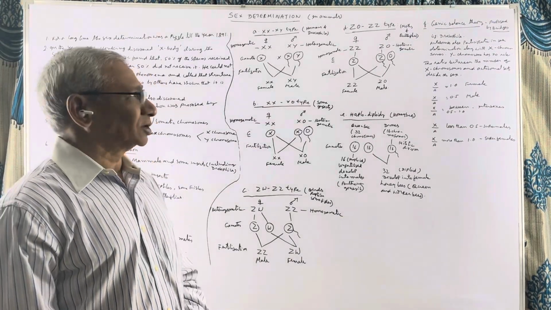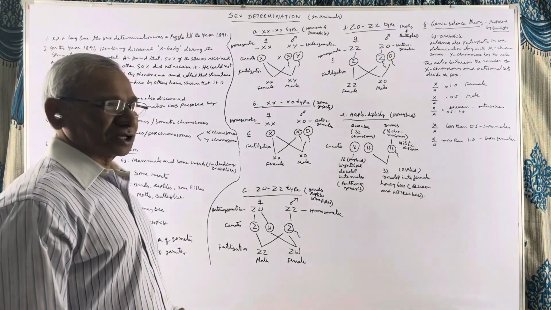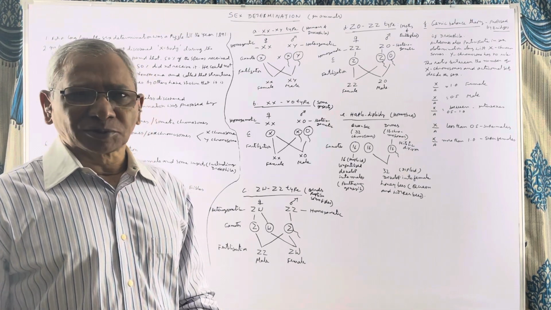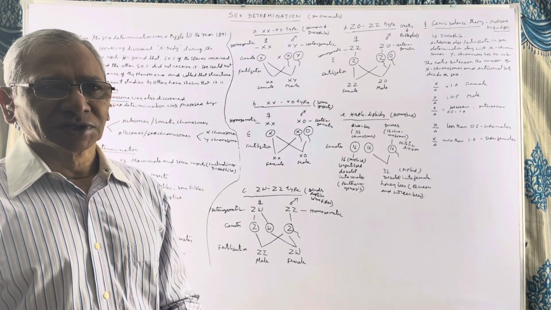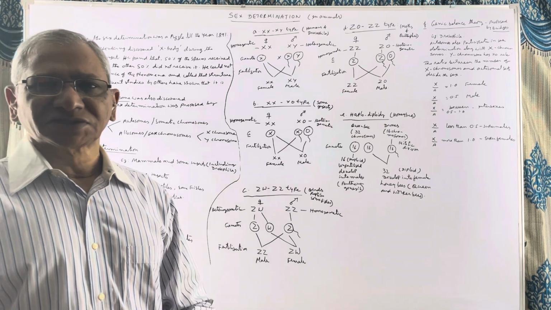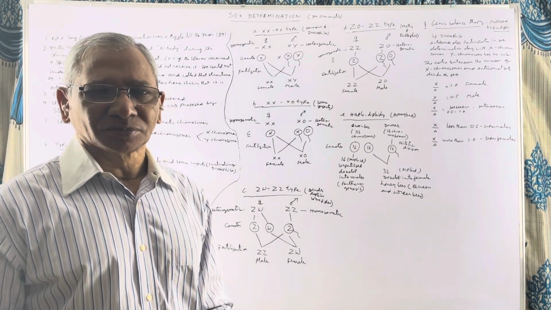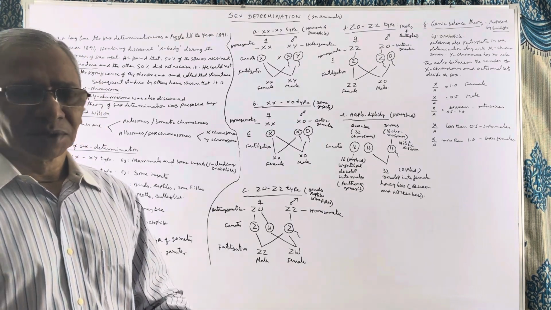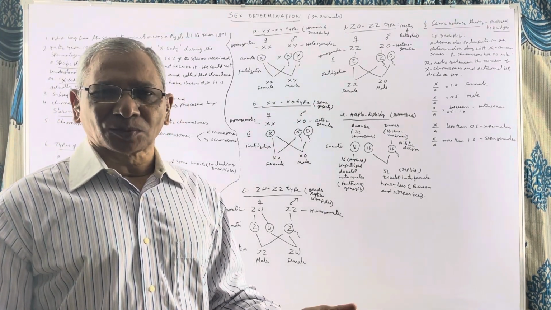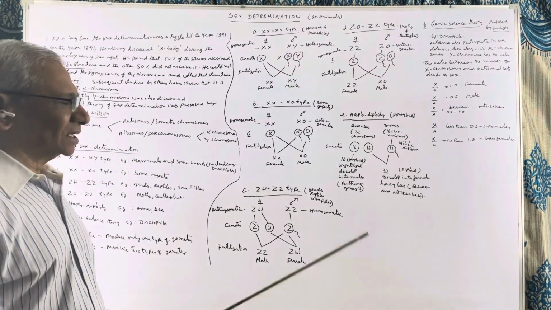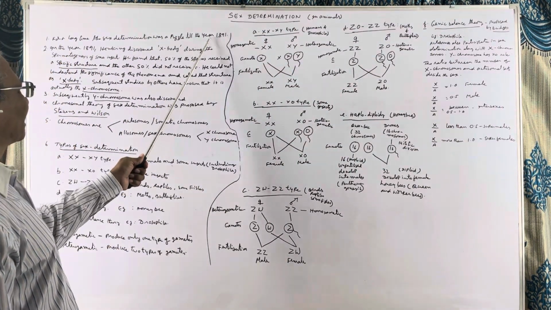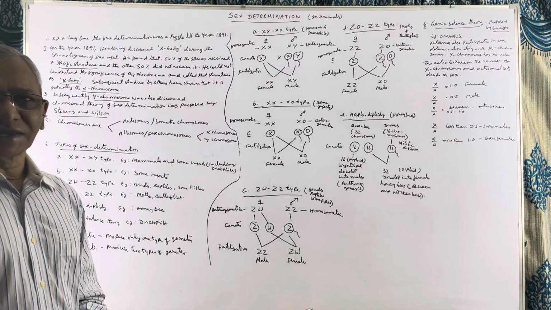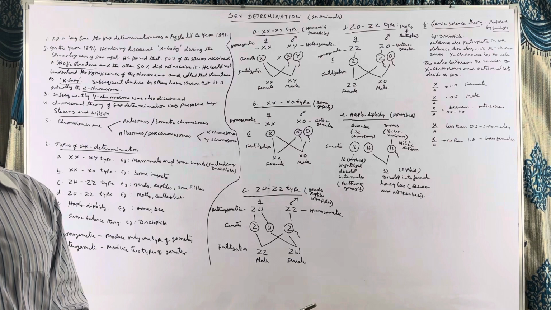Today, I am taking up the topic sex determination in animals. There was a lot of speculation about sex determination in human beings and other animals for a long time. And it was a puzzle how sex is determined, how some are born as males and why some are born as females. For the first time, in the year 1891, a scientist called Henking was studying spermatogenesis in insects.